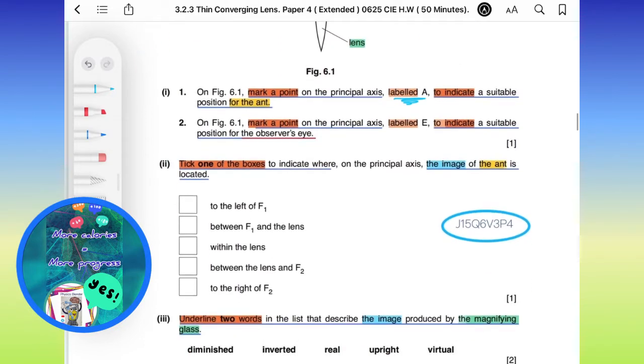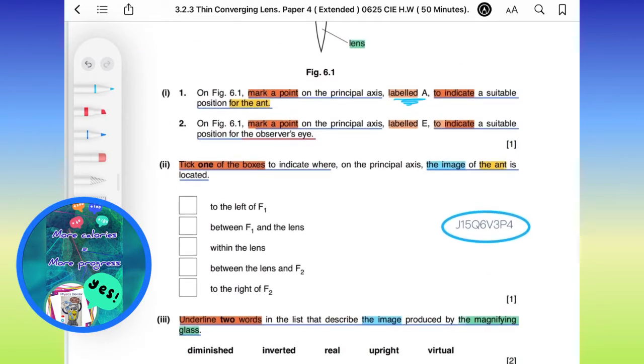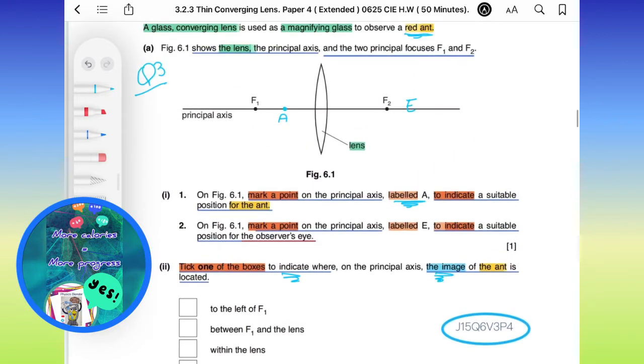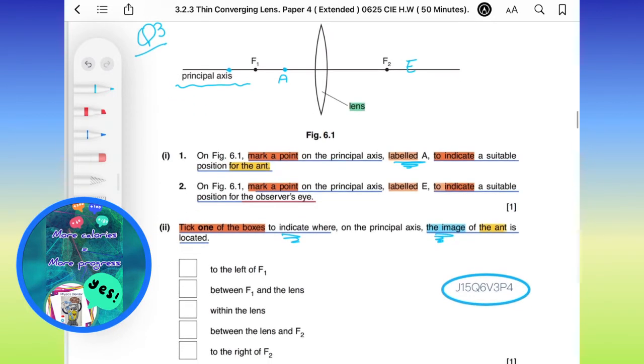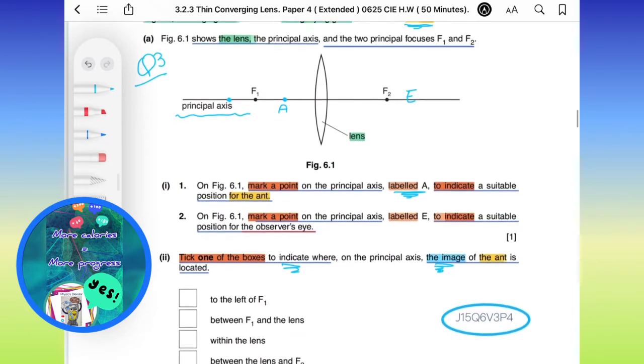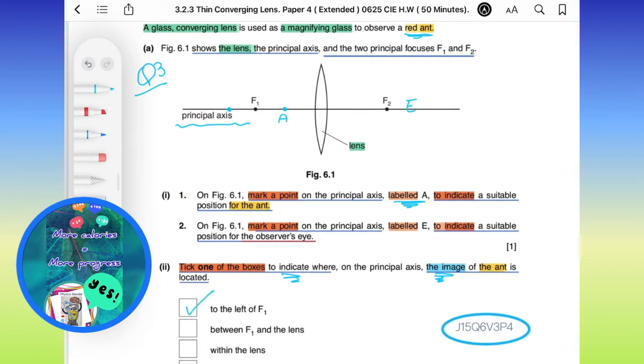Let's now check where to indicate the image. The image will be to the left of F1, between F1 and the lens, if you have the object at A. So the image will be somewhere here, to the left of F1.